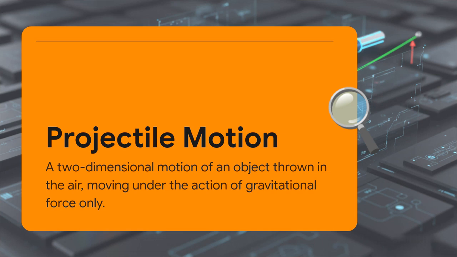It's the two-dimensional path an object takes when you throw it into the air. We call the object itself the projectile, and we call its curved path the trajectory. And the key here, for our ideal model, is that the only force we're going to worry about is the constant downward pull of gravity.